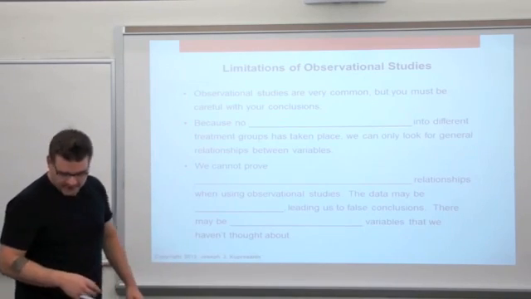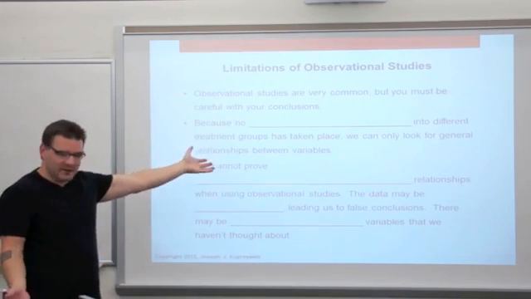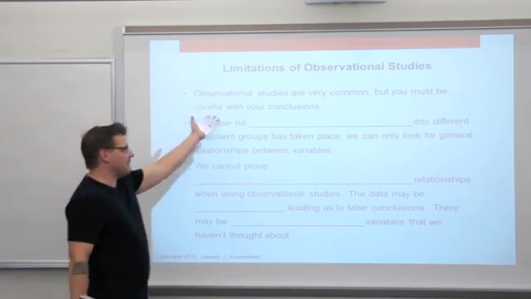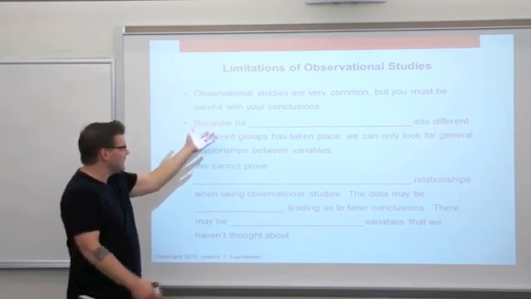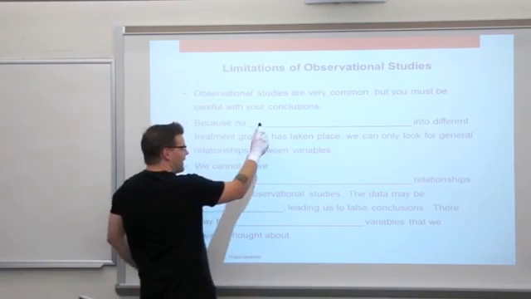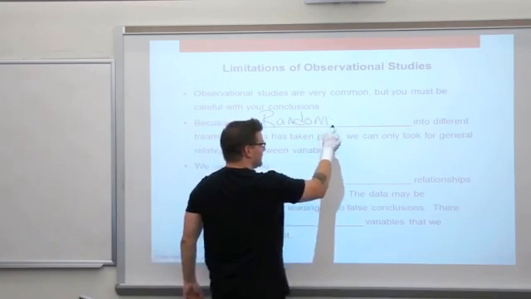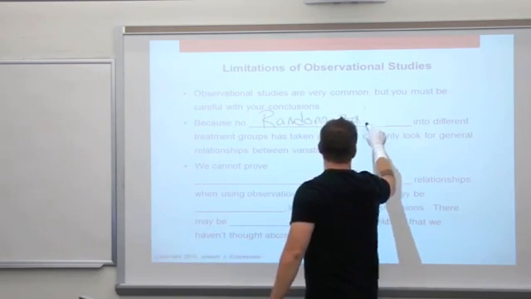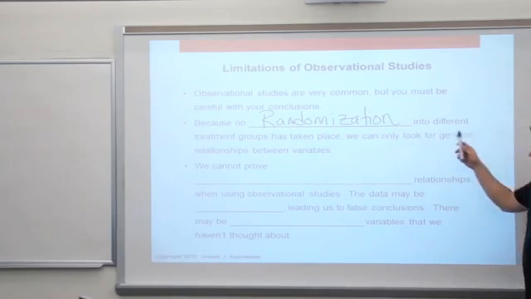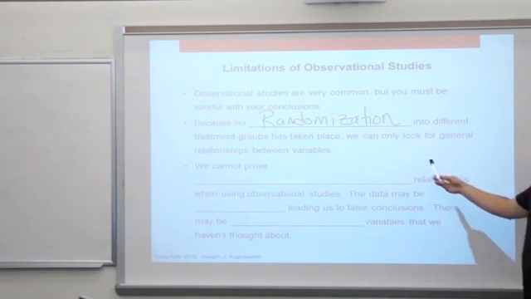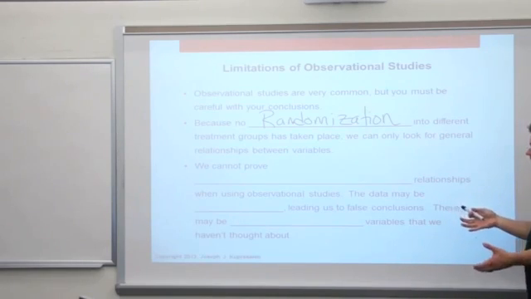All right, if we flip over to the next page, there are some limitations of using observational studies. They're very common, by the way. You have to be careful with your conclusions. There's no randomization into different treatment groups. Really, we can only look for general relationships between the variables.